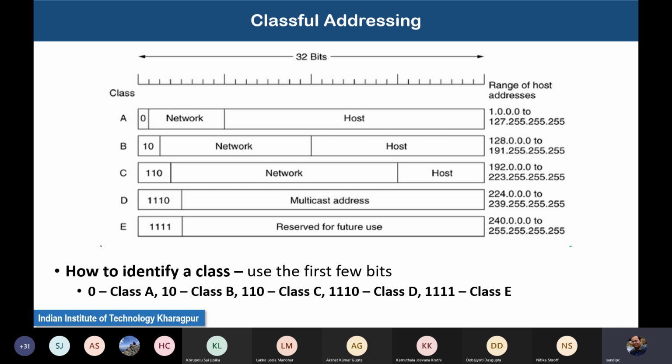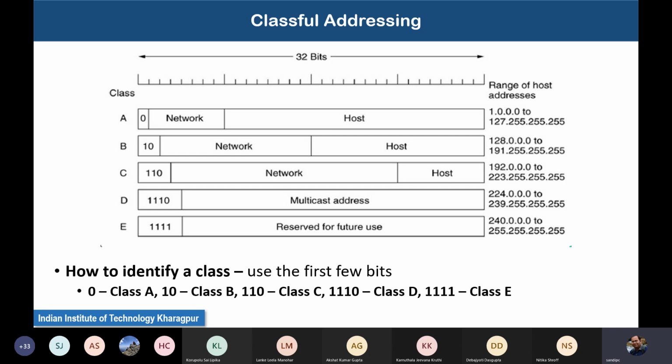What we have seen is that historically people used to divide the entire address space into two parts, the network IP and the host IP. The network IP basically contains the address component that individually identifies every network or every subnet in the internet. And the host component is used to individually identify every host in the network.